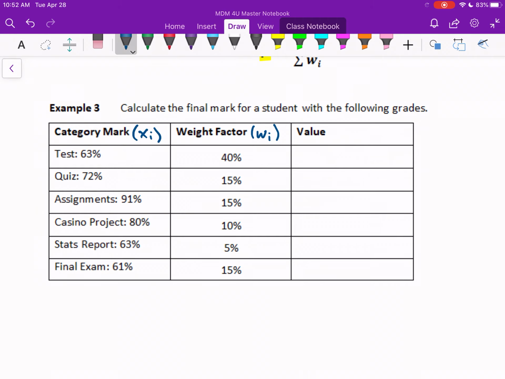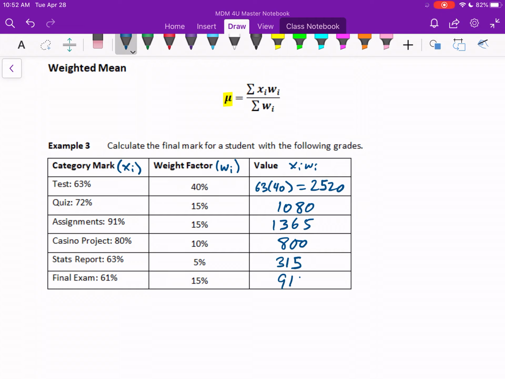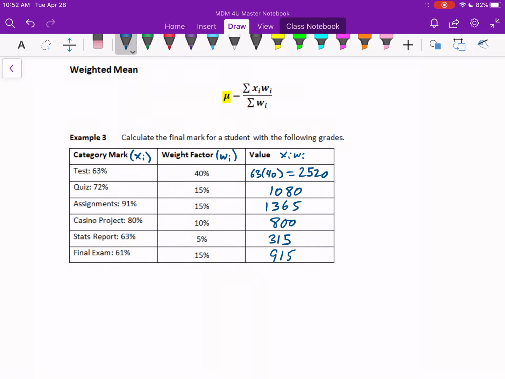So that's the idea. And then we can just calculate again what the different values are. So we're just looking for x sub i times w sub i. So we're just multiplying 63 times 40 and so on. 2,520. And then we'll do that for the rest of them. Again, I'll fill them in, but you could confirm it if you don't trust me. These are what I get as the numbers when I multiply across the rows. Okay, so there are my different values of x sub i times w sub i.